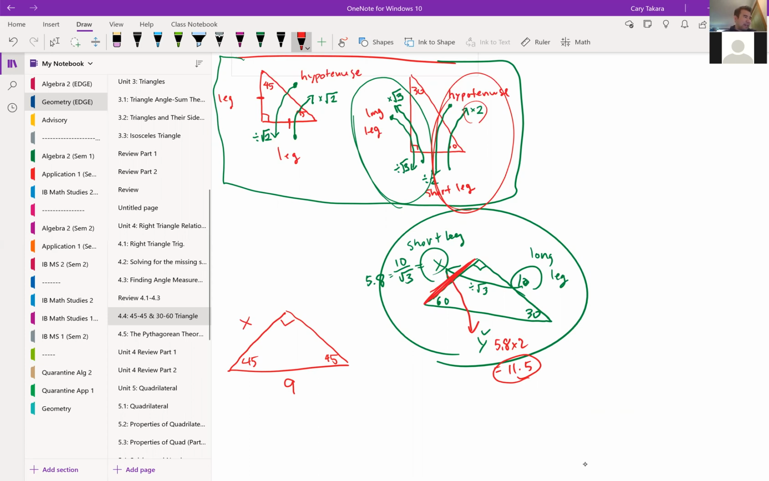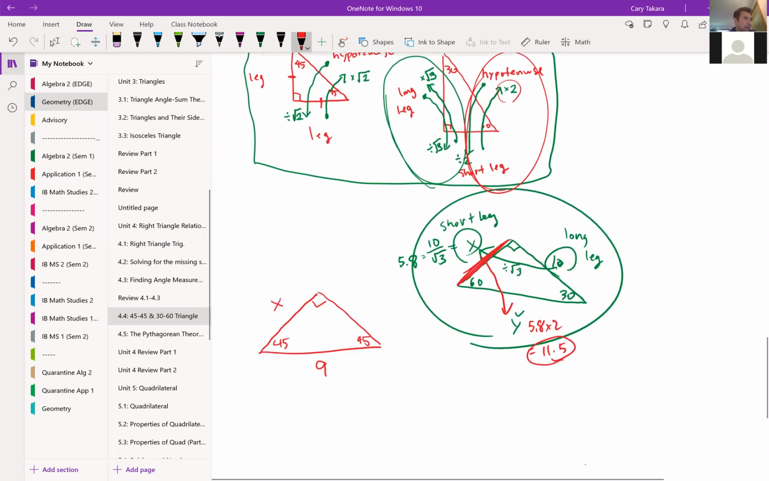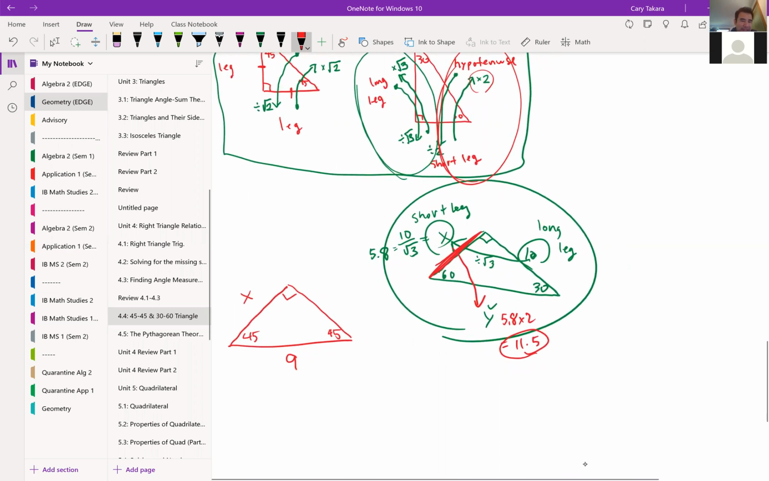So here's 9. Okay, we can do that. Can we do this one first? Yeah. If 9 is given to you, can you figure out what x is? How do you go from 9 to x? What do you have to do? This is a 45, 45.